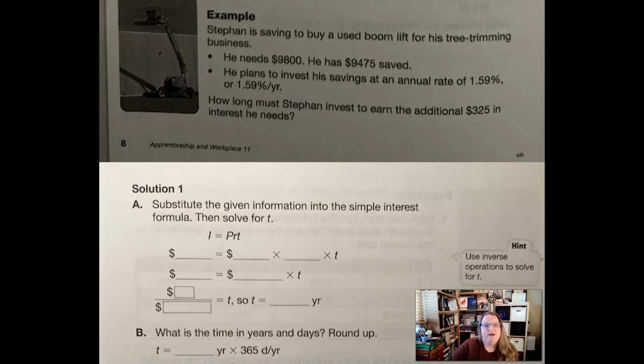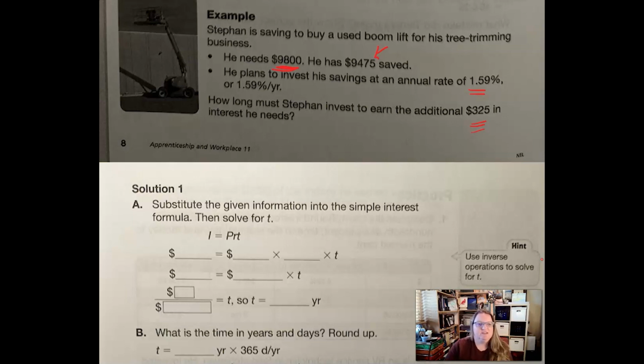All right, let's go down to this next example here. So Stephen is saving to buy a used boom lift for his tree trimming business. He needs $9,800. This is how much he needs to have. He has $9,475 saved. He plans to invest his savings at an annual rate of 1.59% per year. So that's telling you that's how much he's getting every year. How long must he invest to earn an additional $325 in interest? That's where he's hoping to make up this extra. He only has this much, but he wants to have $9,800. So he needs an extra $325. So he's hoping to just be able to invest it and then get that in interest.